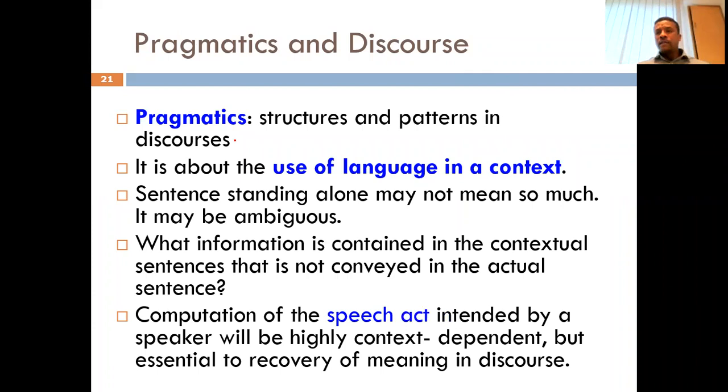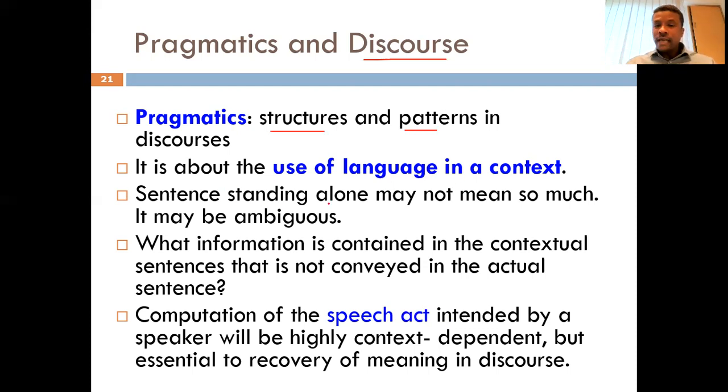So the other high-level language understanding that we have is pragmatics and discourse. If you remember, we talked a little bit about these things previously. Pragmatics is concerned about the structure and the pattern in a discourse. Mind you, discourse means conversation. It is about a specific topic. So pragmatics is concerned about the structure and the pattern in a specific conversation or in a specific discourse. It's about the use of language, how you can use language in a context.